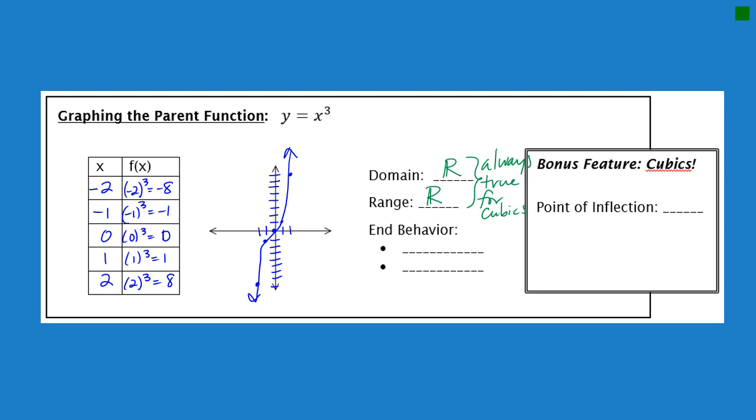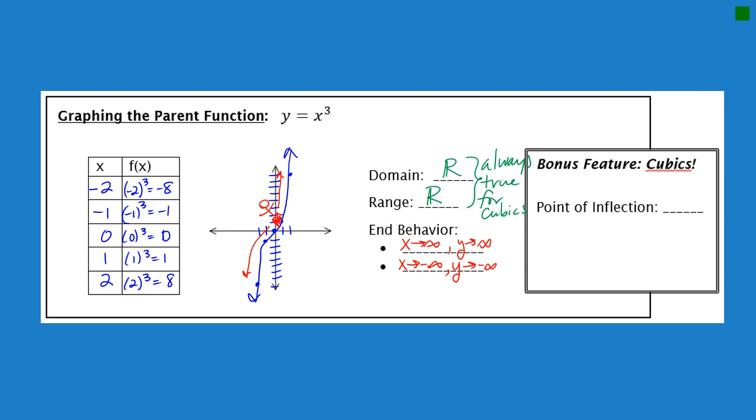End behavior. Remember that we always need x going to infinity and -infinity. So if you imagine yourself on a little roller coaster here on the parent function, if you follow this graph to the right, it's also going up. So that means as x goes to infinity, y goes to +infinity. And if you follow this graph to the left, it's going down. So that means as x goes to -infinity, so does y.